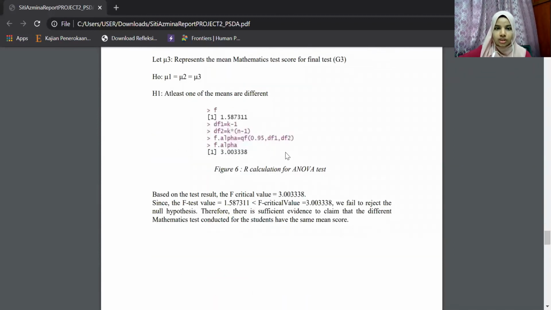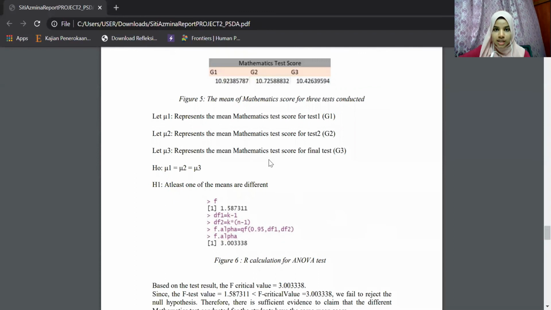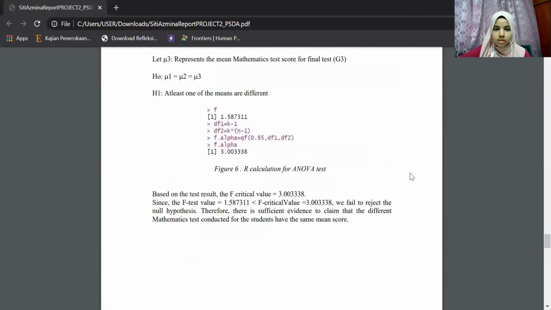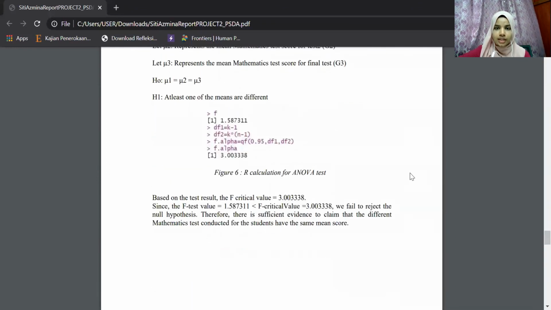As per the result, I got my f-test value as 1.587311, and my f-critical value is 3.003338. So since the f-test value in this test is less than the f-critical value, we fail to reject the null hypothesis. Therefore, there is sufficient evidence to claim that the different mathematics tests conducted for the students have the same mean score as in the null hypothesis. So that's all for the data analysis part.